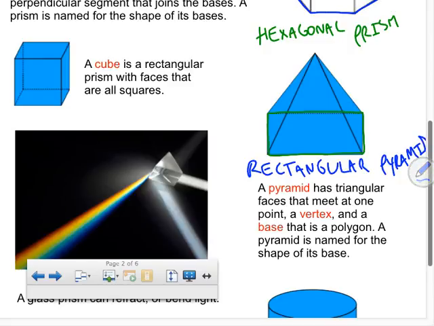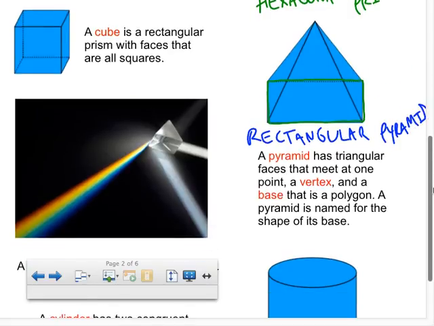Okay? And so the base of the pyramid is where the name for the pyramid comes from. Are we good? So since a rectangle has 4 sides, that means there are 4 triangles that make up the side of the pyramid. Do you understand? And those 4 triangles meet at the vertex. Okay.